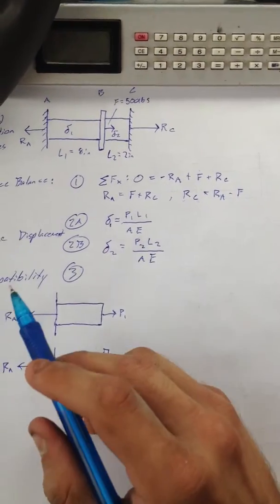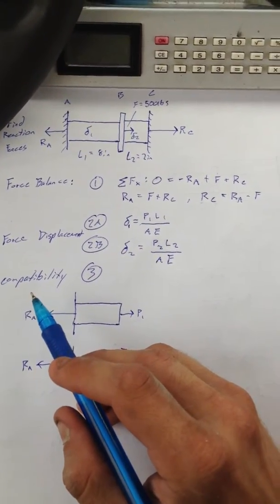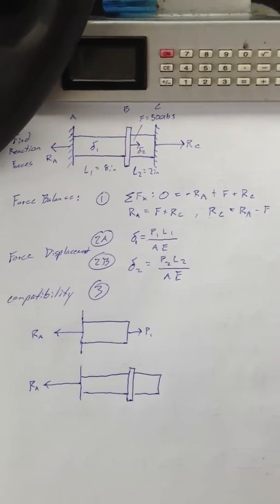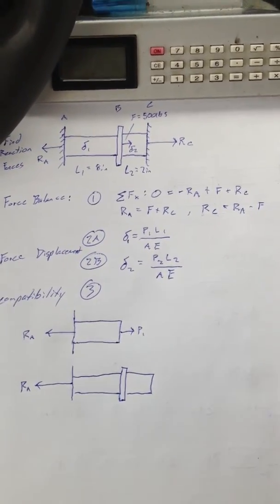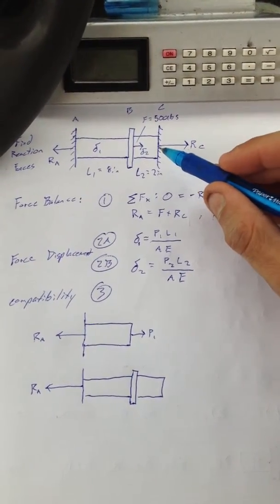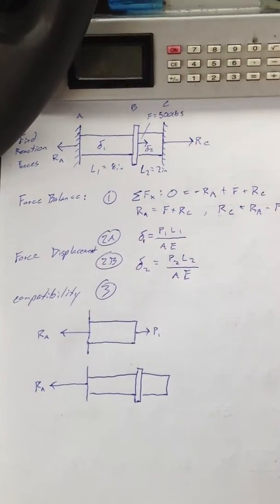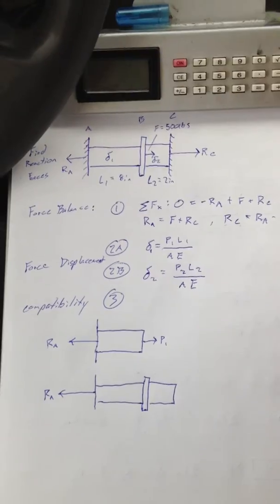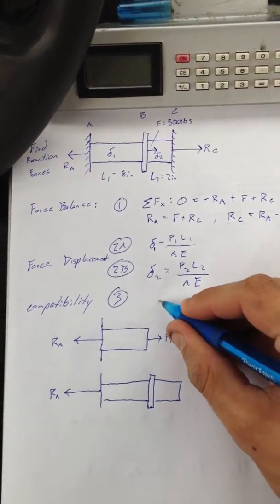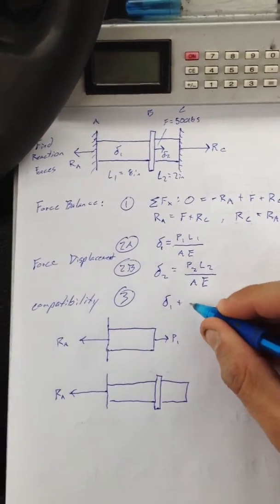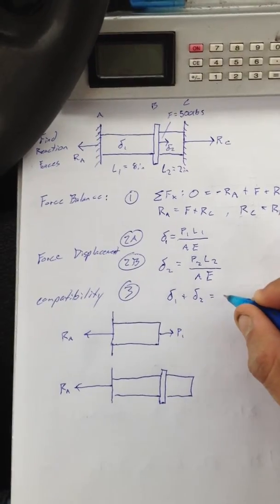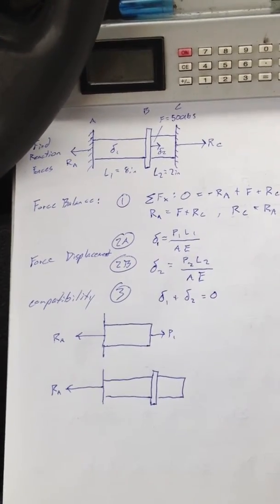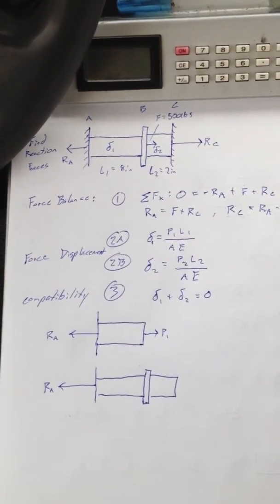And the third step is to do these compatibility equations. Since this thing is fixed between the two walls, we know that its final length is going to equal its beginning length. So the displacements, delta 1 plus delta 2, must add up to 0, since the final length is going to be the same as the original.